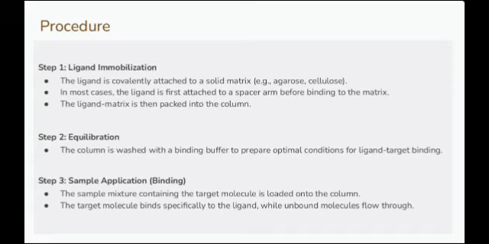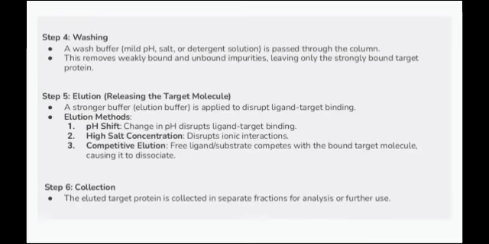Ligand immobilization. The ligand is chemically attached to the matrix, often through a spacer arm, and the column is prepared. Equilibration. The column is washed with a binding buffer to set the right conditions. Sample application. The sample mixture is applied to the column. The target molecule binds to the ligand, while other molecules pass through. Washing. A mild buffer is used to wash away impurities and weakly bound molecules.